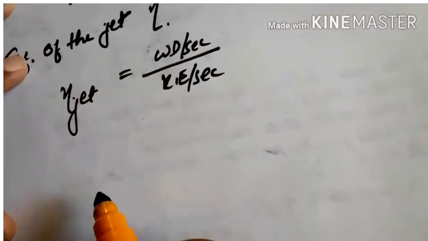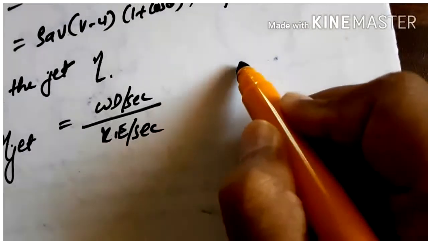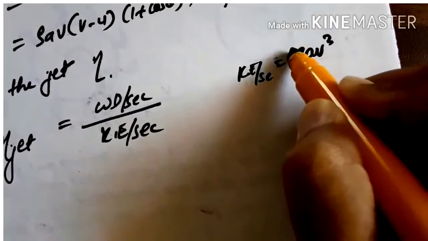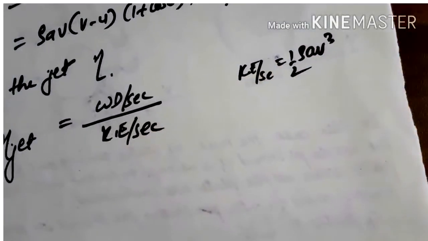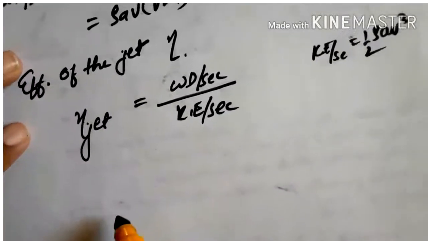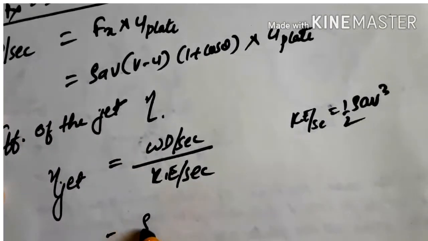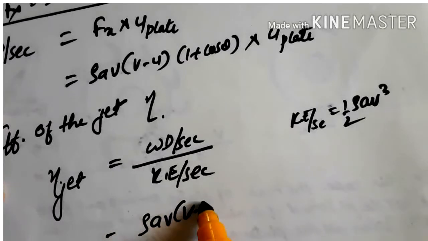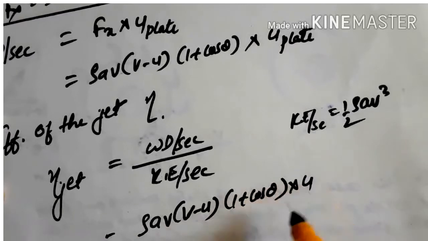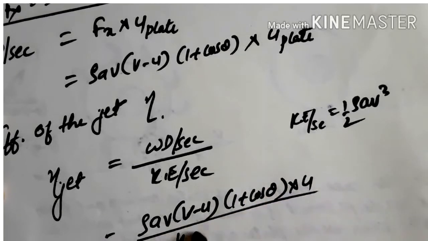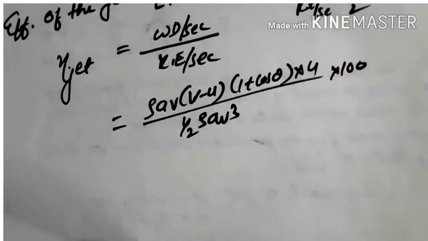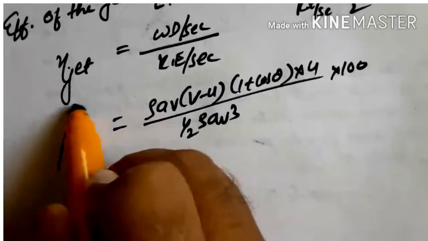Then you know how to calculate the kinetic energy of the jet. Kinetic energy per second will be half rho a v cube. Then work done per second, we have already calculated. Substitute this here: rho a (v minus u)(1 plus cos theta) into u, divided by half rho a v cube. Then multiply by 100 and you will get the efficiency. So this is the efficiency equation.